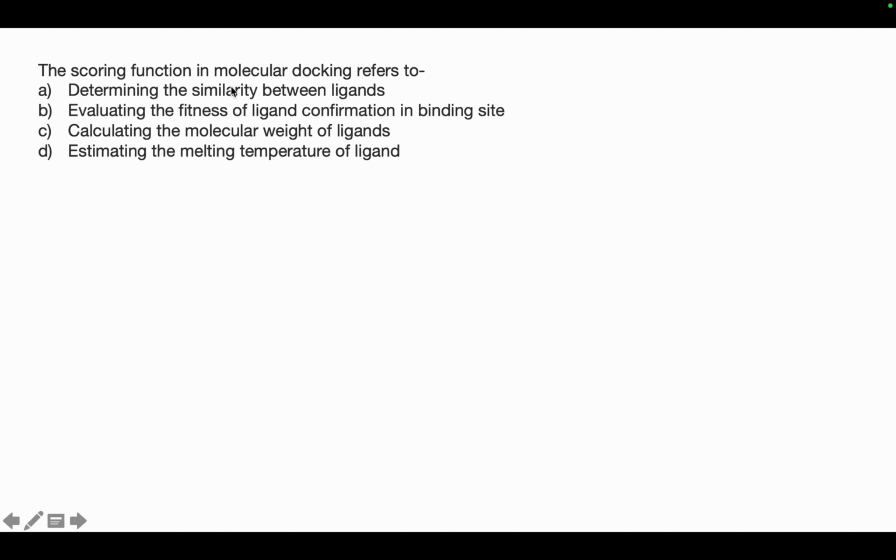The scoring function in molecular docking refers to determining the similarity between the ligands, evaluating the fitness of ligand conformation and binding, calculating the molecular weight of ligand, estimating the melting temperature. So no, we don't estimate any melting temperature or molecular weight. It is used to evaluate the fitness, like how good the ligand is binding to the conformation. So the fitness score will basically tell you how good the binding is, out of all the libraries which we are analyzing.